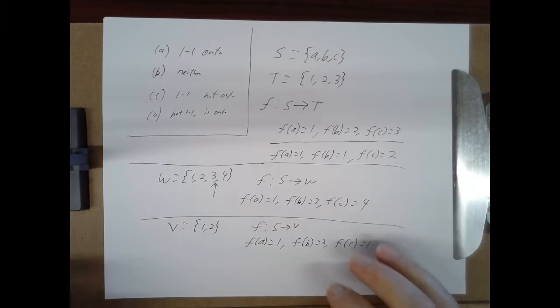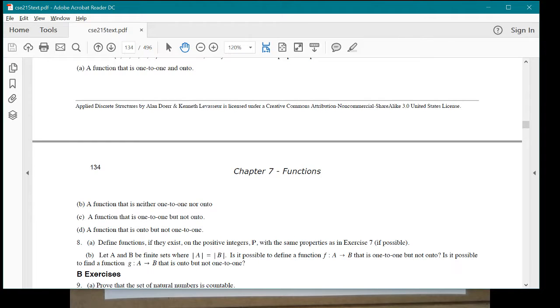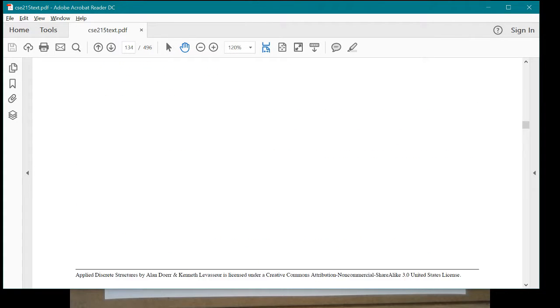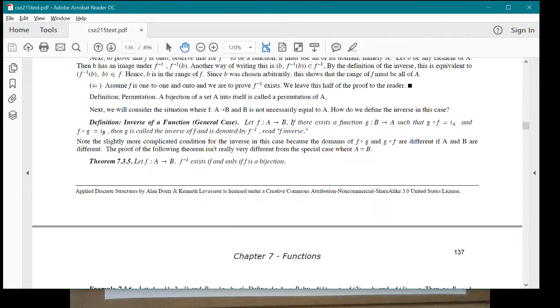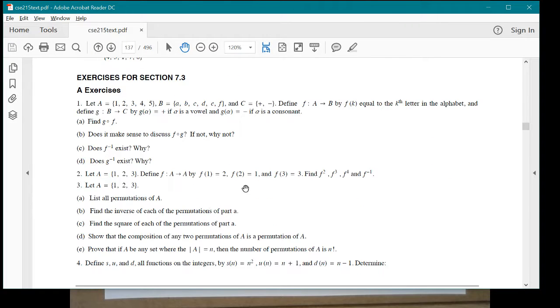Yeah? 7.3, number 2, but this one I have a question. Okay. Well, I may as well scroll down there. So 7.3, number 2. Oh, I mean, f inverse 4, f inverse 4. Ah. The last.